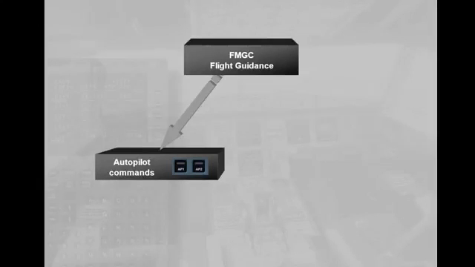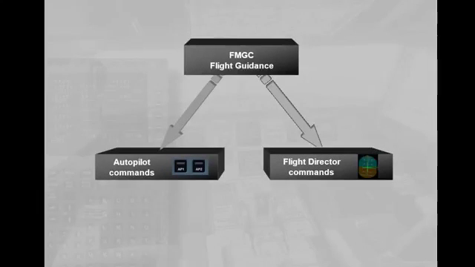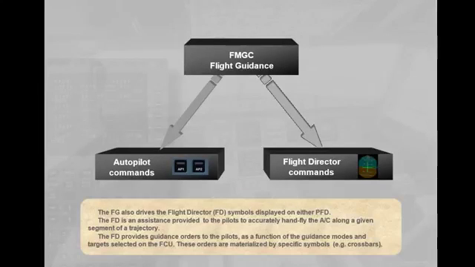The FG also drives the flight director FD symbols displayed on either PFD. The flight director is an assistance provided to the pilots to accurately hand fly the aircraft along a given segment of a trajectory. The flight director provides guidance orders to the pilots as a function of the guidance modes and targets selected on the FCU. These orders are materialized by specific symbols, e.g. crossbars.